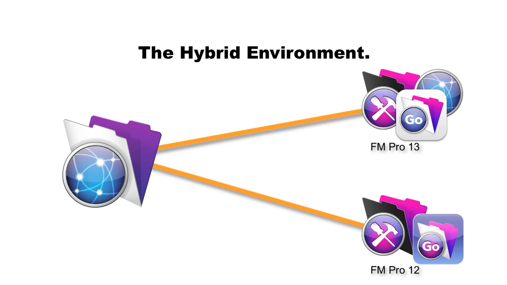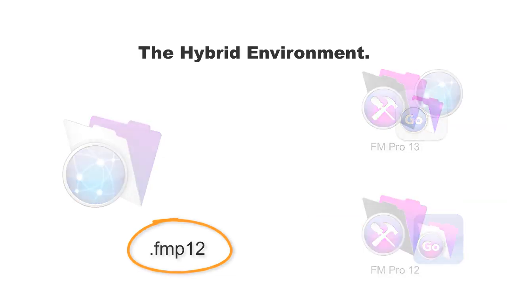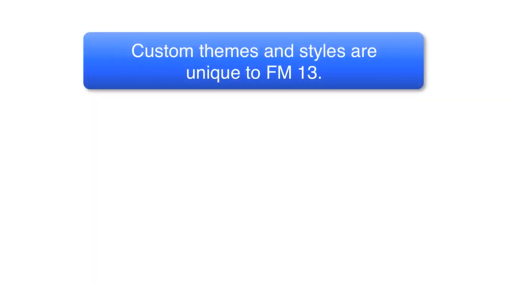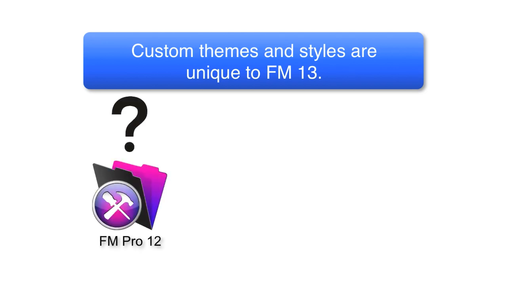Now, of course, strictly speaking, FileMaker 12 and FileMaker 13 share the same file format. So FileMaker 12 can open FileMaker 13 files, and FileMaker 13 can open FileMaker 12 files. And they can actually open the same files on the FileMaker server at the same time. But that can lead to some interesting situations when you start incorporating FileMaker 13 specific features into your solution and then going back and opening that solution in FileMaker 12. Custom themes and custom styles are unique to FileMaker 13, and FileMaker 12 does not know how to recognize them.